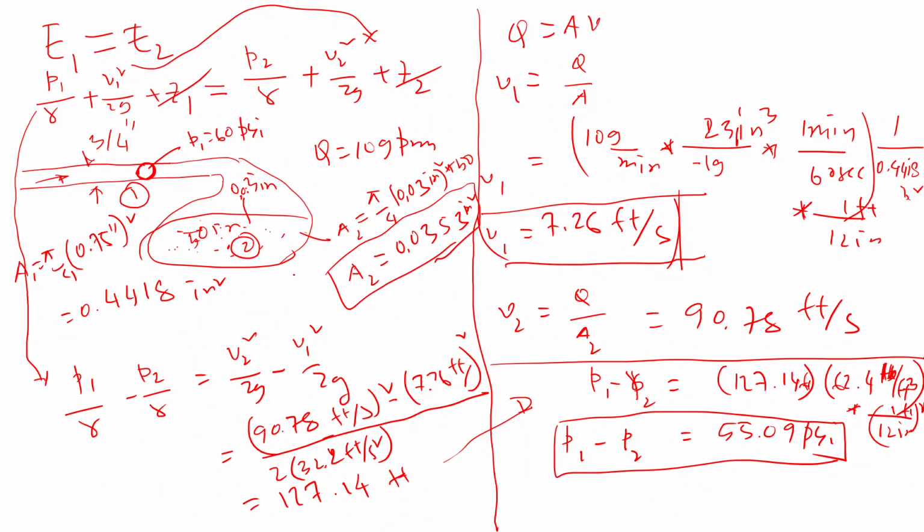And then if P1 is 60 psi, then P2 would be about 5 psi available right before the shower head, a small tiny hole. Now remember, as soon as the water gets out into the atmosphere, there is no pressure there, so it becomes atmospheric pressure. This 5 psi is just before it leaves the shower head.